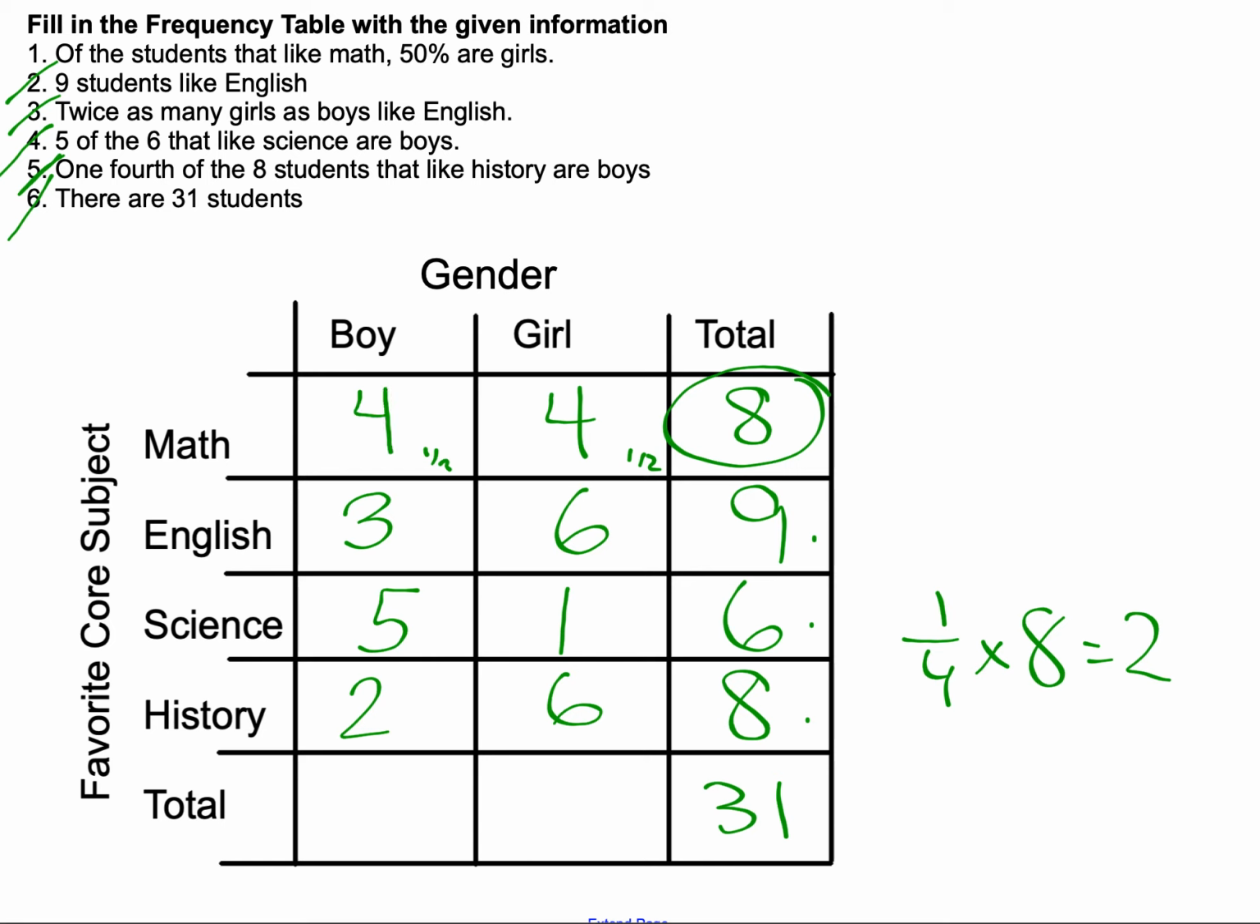Now we can total these down. 4 and 3 is 7, and 5 is 12, 14 here for boys. And this should come out 17, but we'll see. 6 and 4 is 10, 1 is 11, 6 is 17. We get 17 girls, total of 31. Okay, it's all filled out.